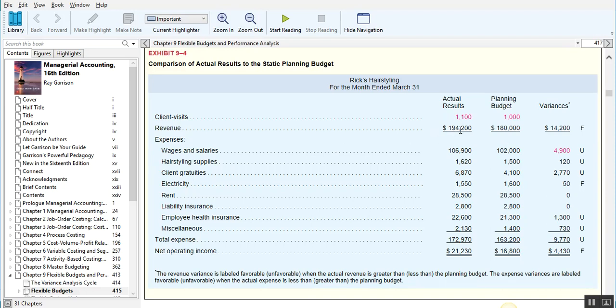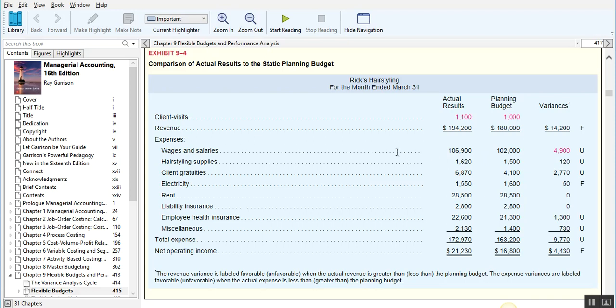Now we do see when we compare the results that revenue is based directly on the client visits. So that's an easy one to tell. It's based on activity variance. We based it on 180,000, and client visits came in and we earned revenue of 194.2. The difference of 14.2. So that's pretty predictable. That's going to be directly driven by the quantity we sell. However, there may be something built into this that we can't see, and that might be a change in price.